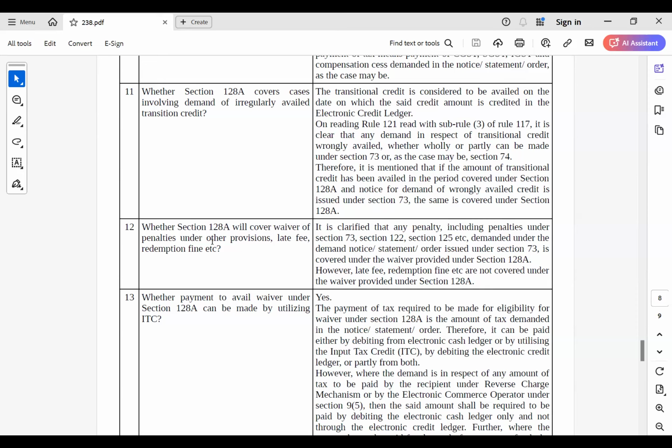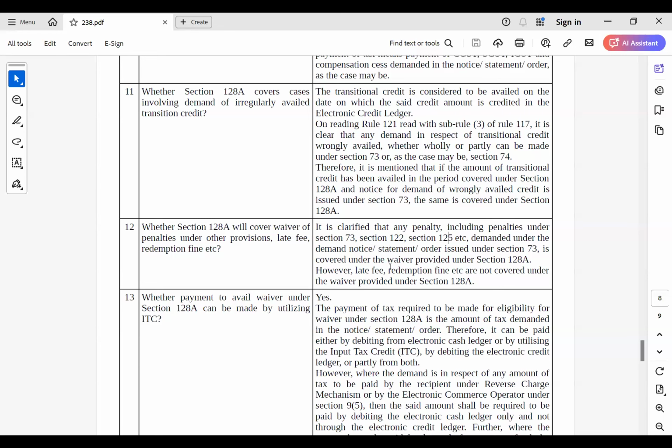Praveenji, I would like to come to FAQ 12 because it is connected with that. FAQ 12 asks whether section 128A will cover waiver of penalties. I'm not going for late fees and redemption, that would be separate. It is clarified that any penalty, including penalties under section 73, section 122, 125, demanded under a demand notice issued under section 73, is covered under the waiver provided under section 128A.